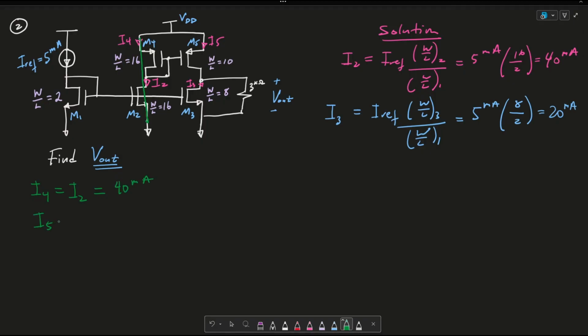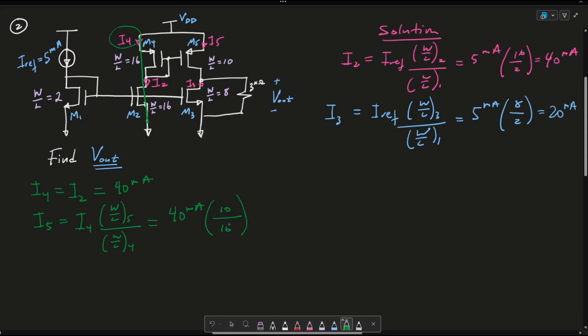And then my I5 is a mirrored current of my I4. So I5 is basically I4 times W over L of M5 over W over L of M4. So then this is 40 milliamps times W over L of 5 is 10, and W over L of 4 is 16. 40 times 10 is 400 divided by 16. You get 25 milliamps.